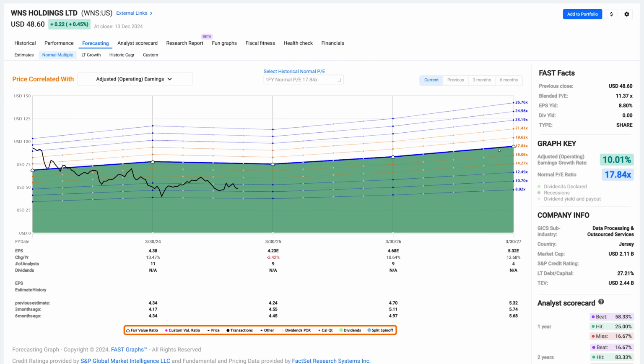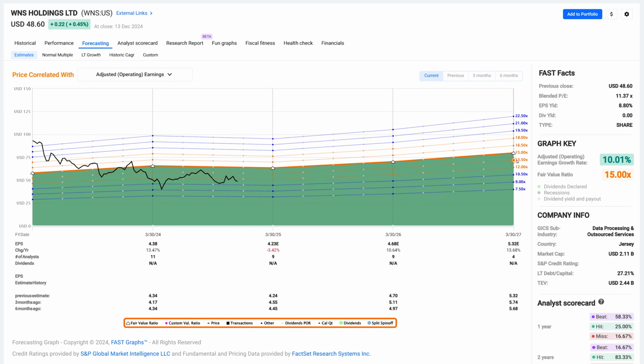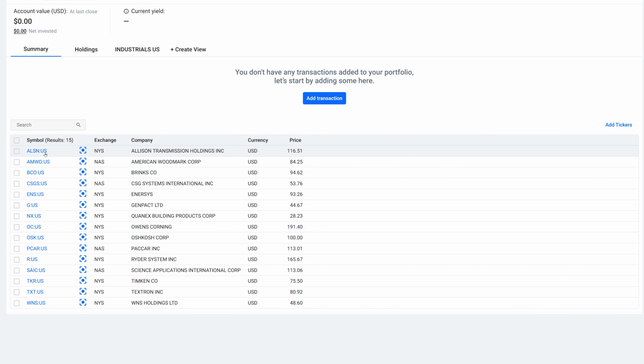So if I put that on here, it would be attractive. In this case, I would be more comfortable looking at this as a 15 times earnings company, which still makes it extremely attractive looking. Okay, there you have it. What you've got here is the 15 stocks in the U.S. industrials that I think are very attractive.